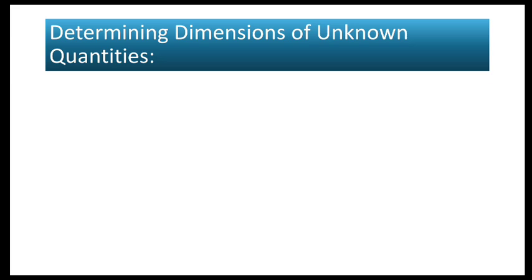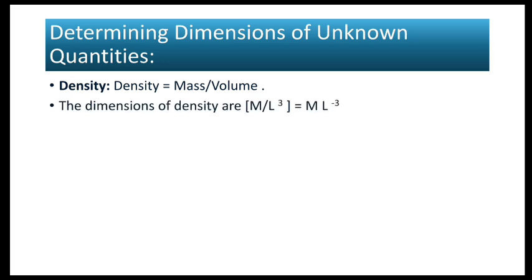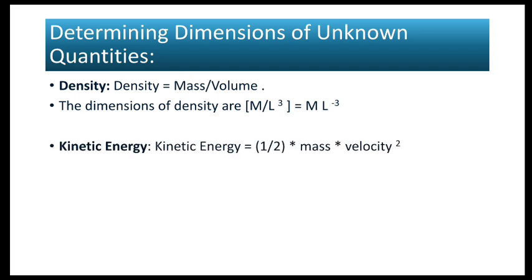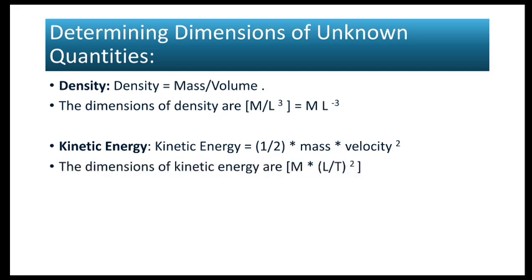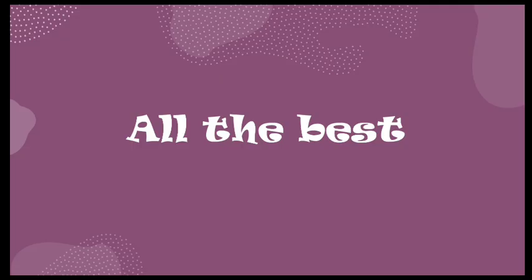We can determine the dimensions of unknown quantities also. For example, density is mass upon volume. We know that mass is capital M, and volume is L cube. So M by L cube, we can write as M L power minus 3, the dimension formula of density. If you see kinetic energy, half into mass into velocity square, half m v square, half is a number. So mass is capital M, velocity is L by t. Like this we can write all the dimension formulas.